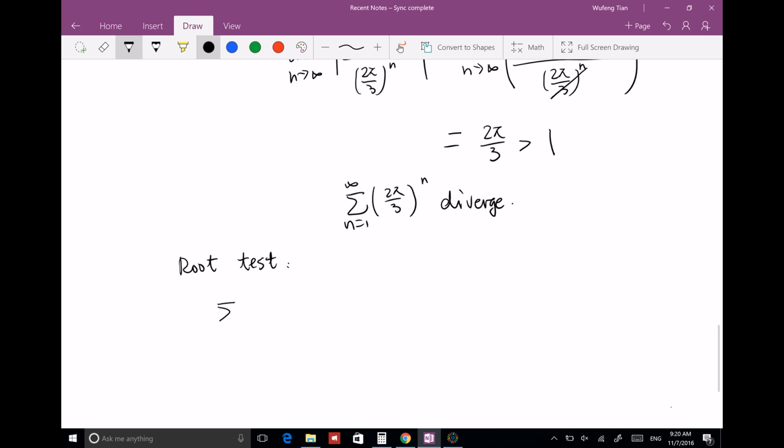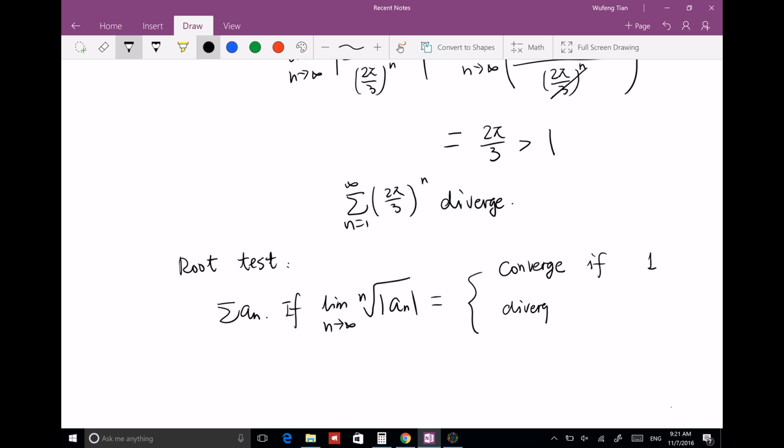For the series a_n, if the limit as n goes to infinity of the nth root of the absolute value of a_n. Because a_n could be negative, but if you add the absolute value it is positive, then you take the nth root, like the square root, especially the even root. If you take the even root, it has to be a positive number. Otherwise, you're going to get a complex number. So we have to add the absolute value on a_n, then I can take any root on it. Okay. So if you take the nth root of a_n and take the limit, it converges if it's less than 1, diverges if greater than 1, and inconclusive if equal to 1.